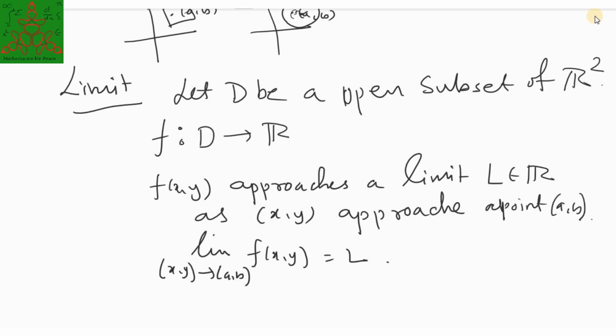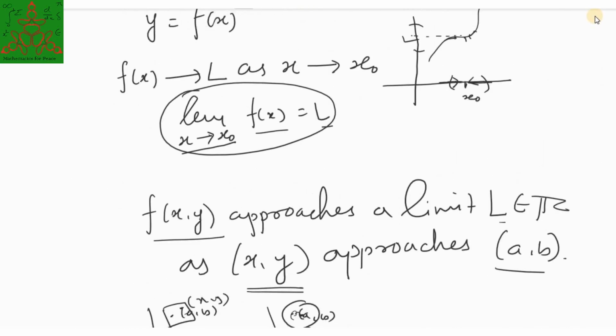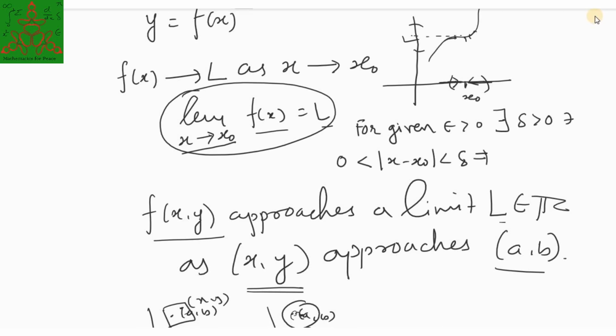Now in mathematical notation, in the case of one variable, the epsilon-delta definition says: for given epsilon greater than 0, there exists a delta greater than 0 such that mod of x minus x0 less than delta, in the deleted neighborhood, implies mod of f of x minus L less than epsilon. So if x is in this deleted neighborhood, then f of x should be in the epsilon neighborhood of L.